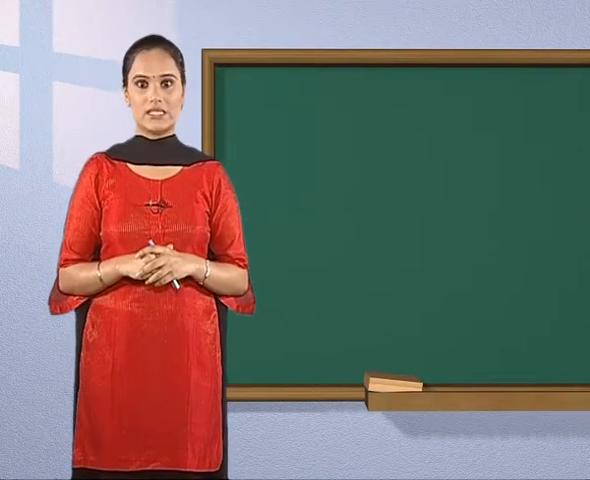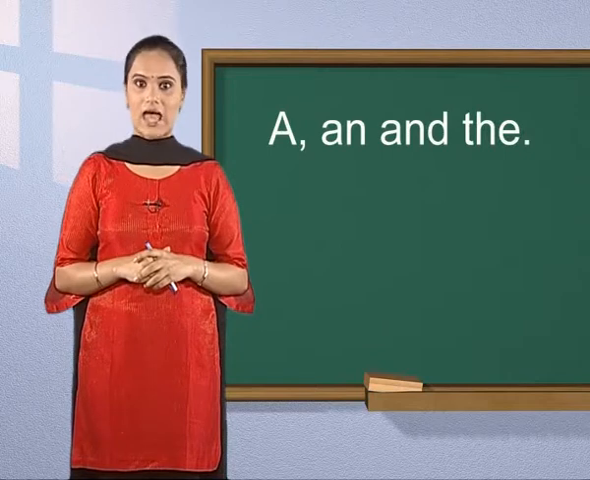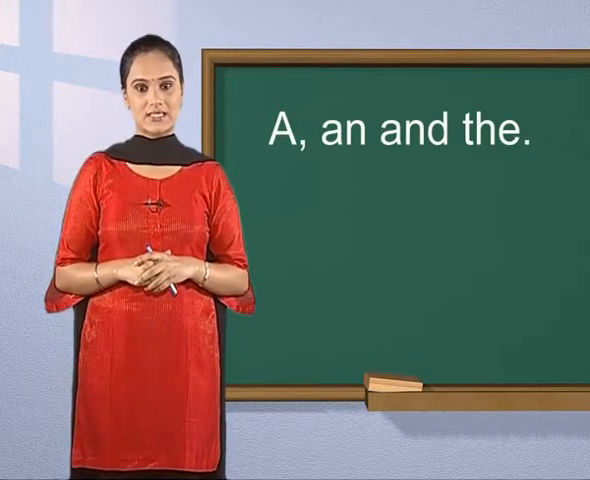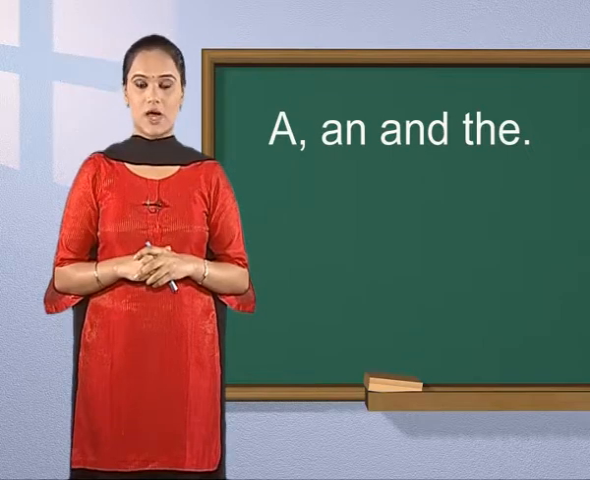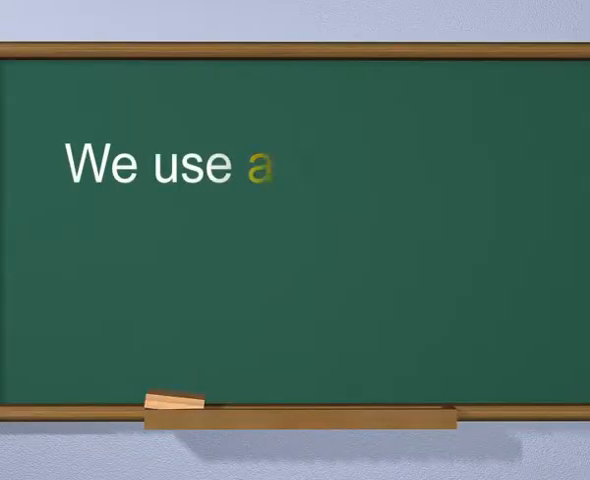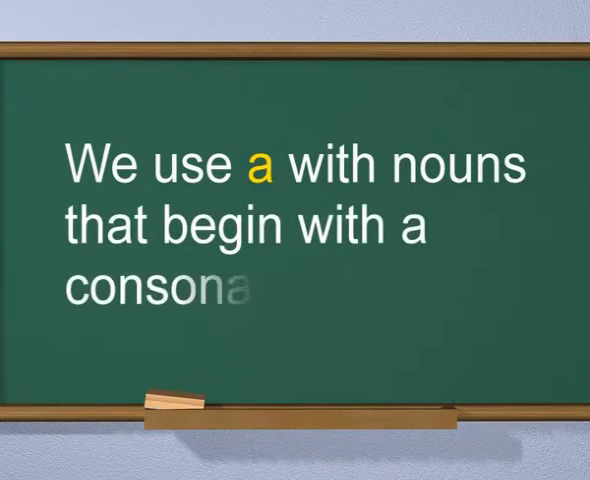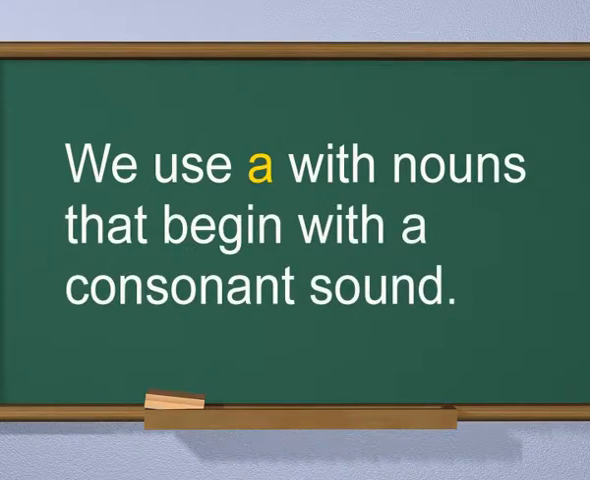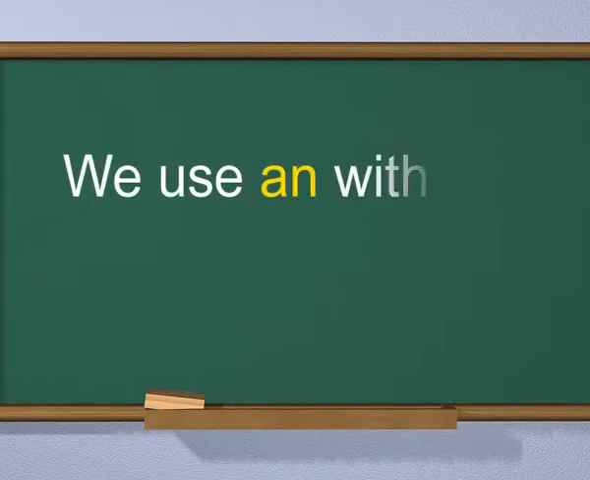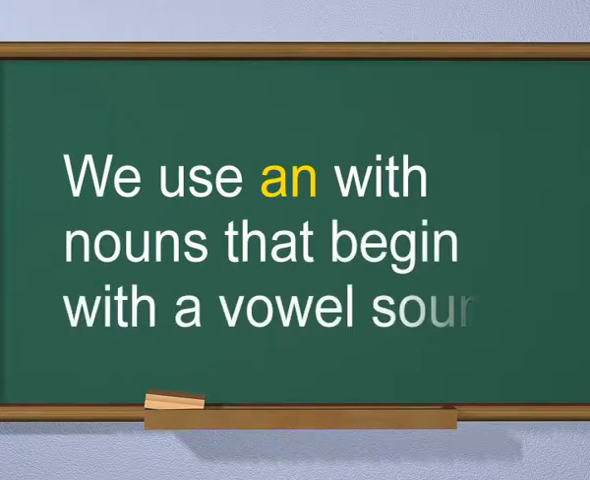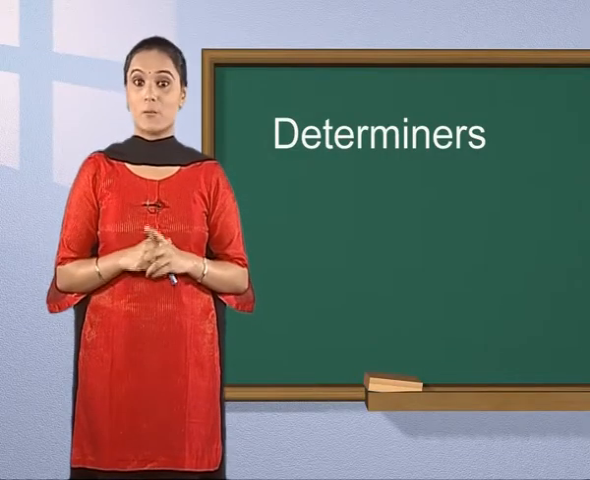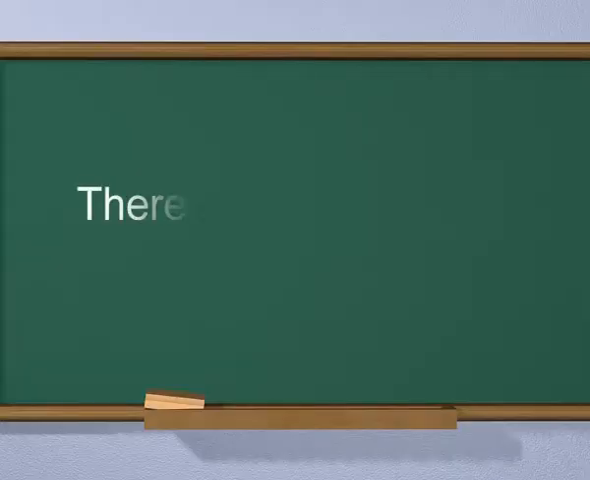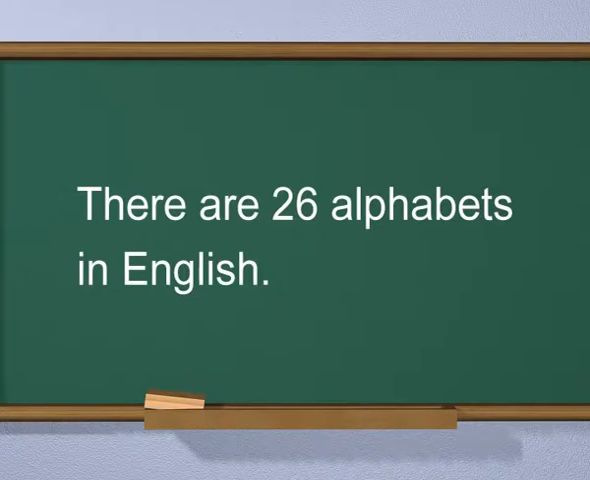We shall begin with the articles: a, an, and the. Before we start with the exercises on articles, let me remind you a few things. We use a with nouns that begin with a consonant sound. We use an with nouns that begin with a vowel sound. Another thing that you must remember is that there are 26 alphabets in English.